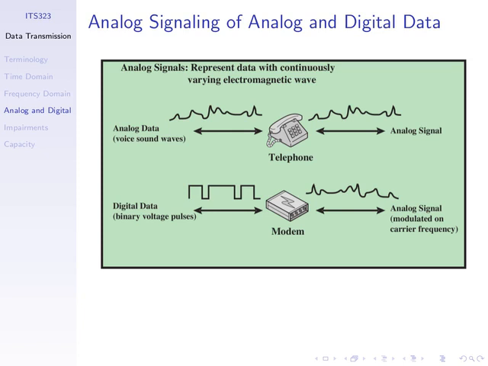So here's an example of having digital data transmitted as analog signals. And that example is the home internet, say an ADSL internet connection which transmits analog signals across the telephone network but is transmitting digital data.